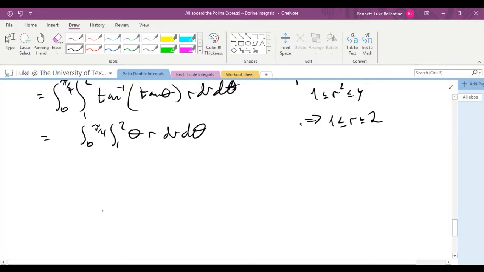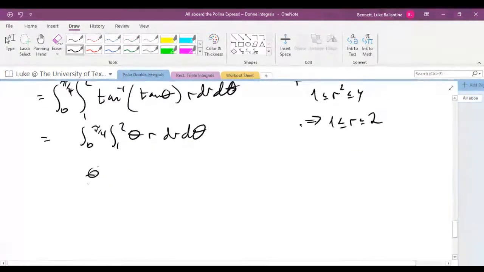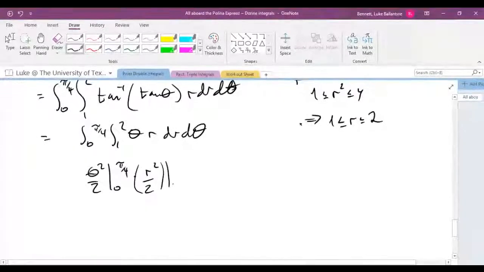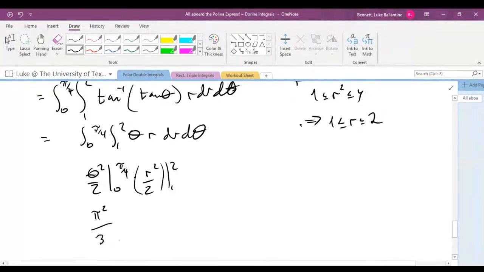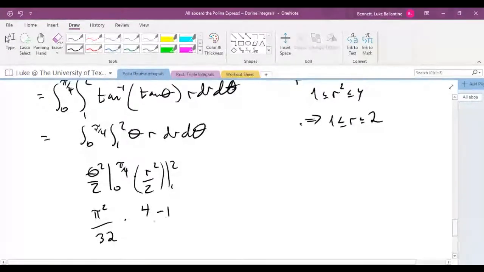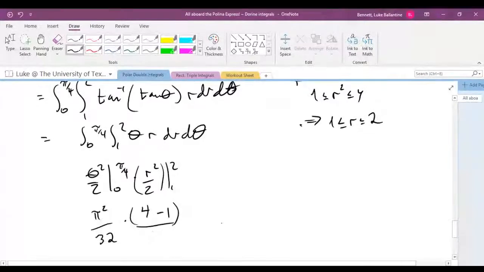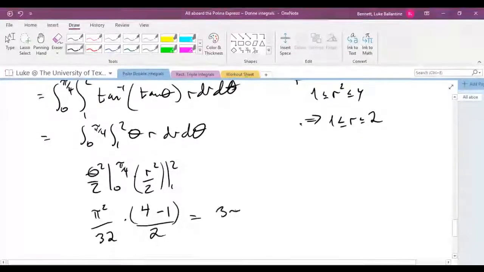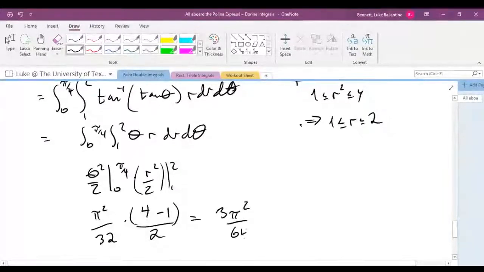Okay, so we get theta squared over 2, from 0 to pi over 4, times r squared over 2, from 1 to 2. This is going to be pi squared over, let's see, 16 times 2 is 32, times 4, which is 2 squared minus 1, over 2. So this is going to be 3 pi squared over 64.